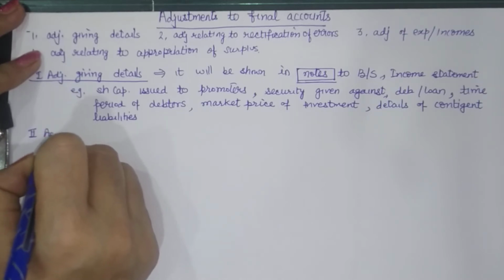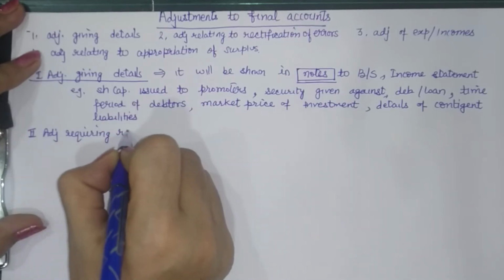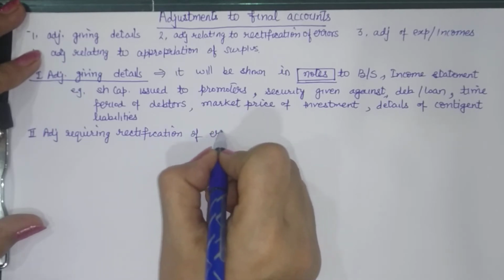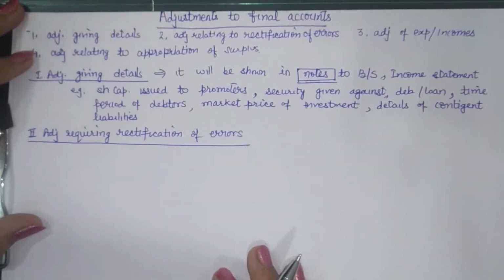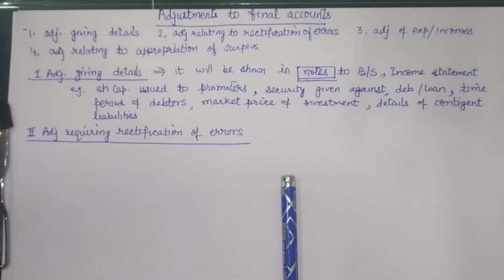The second category is adjustments requiring rectification of errors. As we all know, the trial balance that we are given has been prepared after recording all the entries. So while passing journal entries, if any mistake has occurred, like a mistake of omission or commission, that means you have either omitted the whole transaction or you have recorded it incorrectly. In that case, the error is to be rectified before we prepare the final accounts.